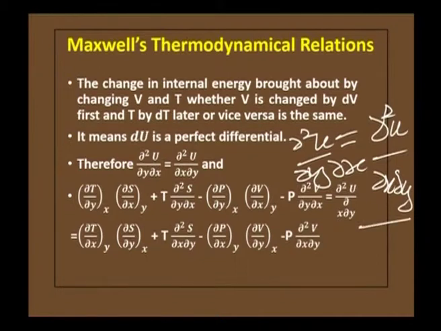So, these two are equal, and therefore, I can write ∂T/∂y into ∂S/∂x plus T into ∂²S/∂y∂x minus ∂P/∂y into ∂V/∂x minus P into ∂²V/∂y∂x is equal to ∂²U divided by ∂x∂y.